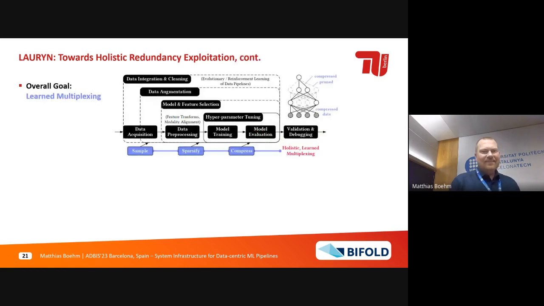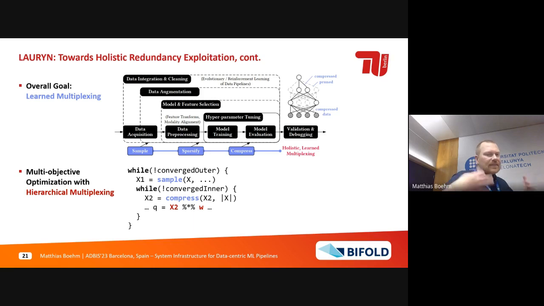All right. And the last slide is then that overall, we have those outer loops for data-centric ML pipelines. And we simultaneously want to apply sampling, sparsification, and compression in a holistic manner, leading to, we might perform connection sampling while some of the connections are still compressed in certain representations. And then this leads essentially to a multi-objective optimization with hierarchical multiplexing, where somewhere in the hierarchy you are then enforcing a particular sample and trying to still incorporate it into a larger training procedure.